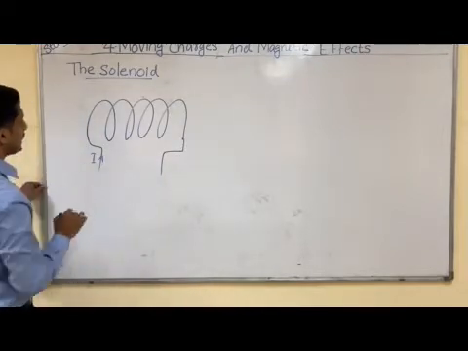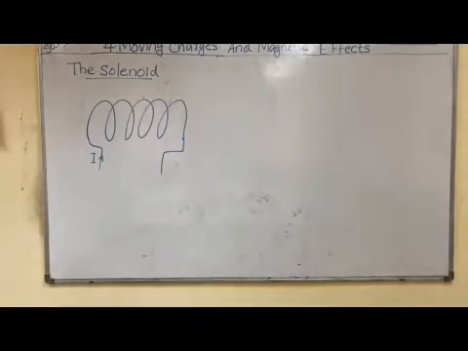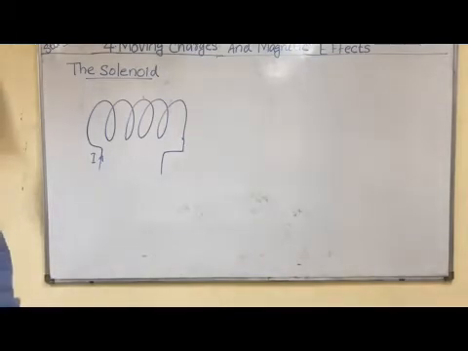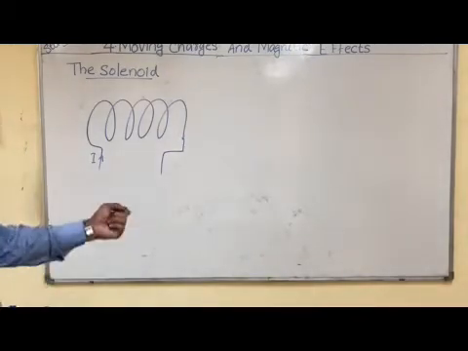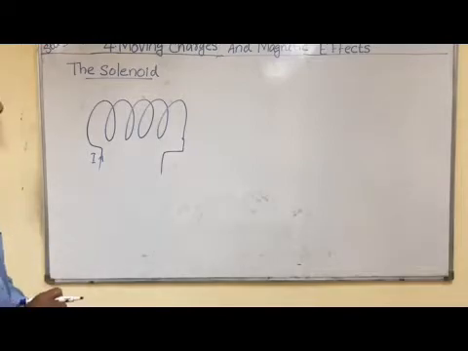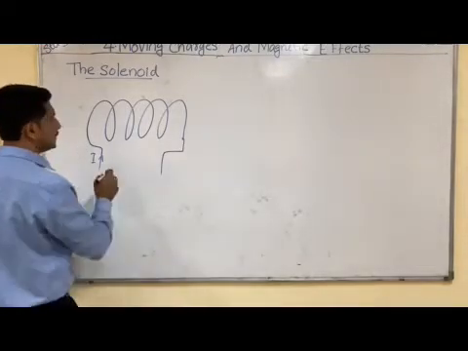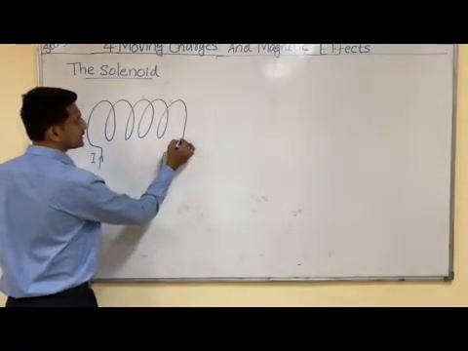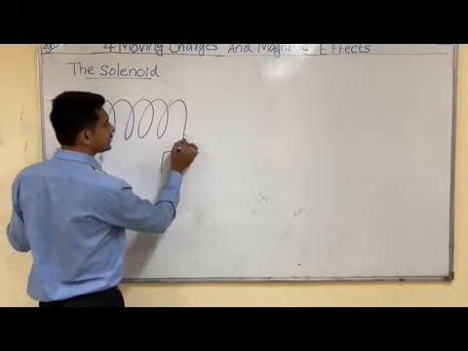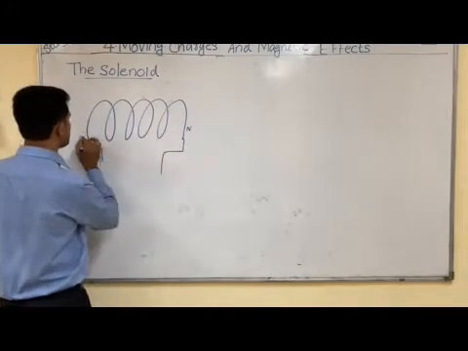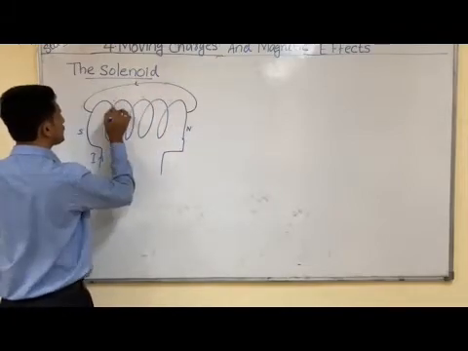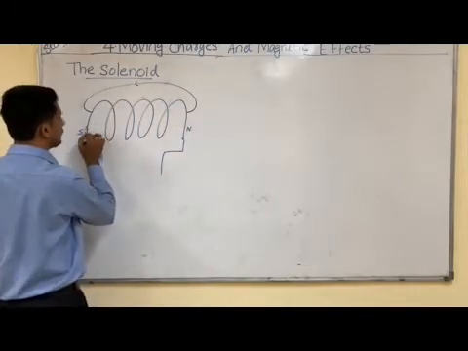Suppose I is the current passing through this solenoid. When current is passing through the solenoid, it exhibits the property of a magnet. It acts as a magnet, so magnetic field lines are produced in the case of a solenoid. One side acts as a north and the other acts as a south. Suppose this is the north side and this is the south side. We can represent the field lines like this.